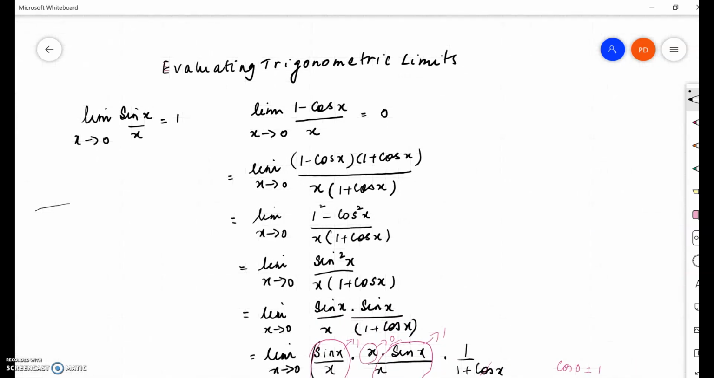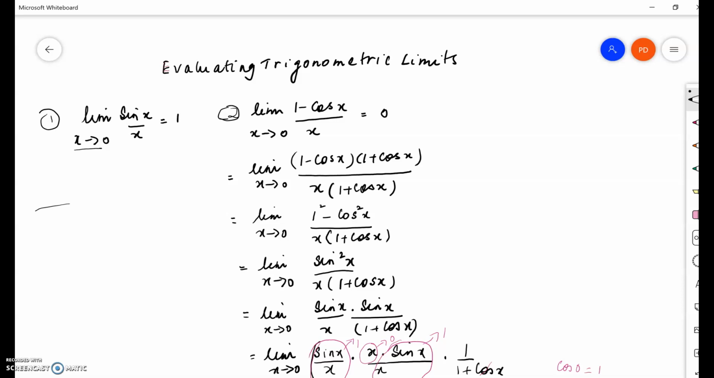Evaluating trigonometric limits, there are two theorems that we need to know. The first one is limit of sine x over x as x approaches 0 equals 1. And the next theorem is limit of 1 minus cosine of x divided by x as x approaches 0 equals 0. Basically, the second one is like a version of the first.